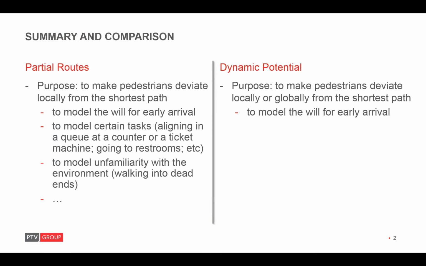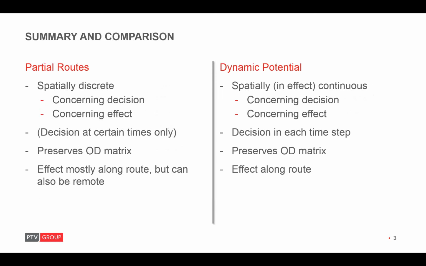But for partial routes there are some more specific applications. Partial routes can be used to model the will for early arrival, just as is the case for the dynamic potential. But partial routes can be used in addition to model certain tasks, like aligning in a queue at a counter or a ticket machine, going to restrooms, and you can use partial routes to model unfamiliarity with the environment, walking into dead ends, and so on. There are more purposes in more complex models, which I could not discuss today, as it takes much more time, and I'm already at 1 hour here.